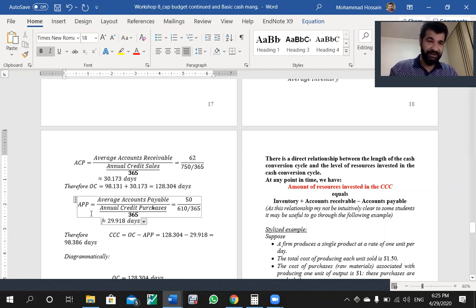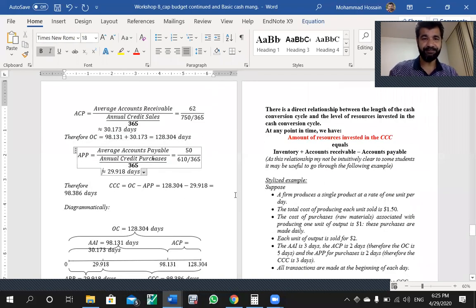And about the payment period, let's go in here. So you know the cash conversion cycle is operating cycle minus APP, the average payment period. It says average accounts payable divided by annual credit purchase.